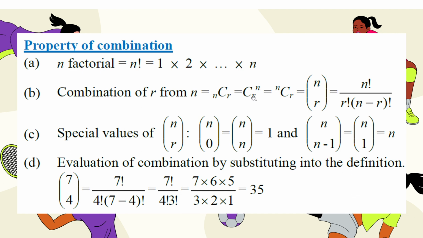Get familiar with it by looking at the definition and working on some special values. For example, if r is 0 or r is n, what will happen to this definition? If r is 0 first, then n factorial over 0 factorial. We need to remember that 0 factorial is 1, which I forgot to write down here.